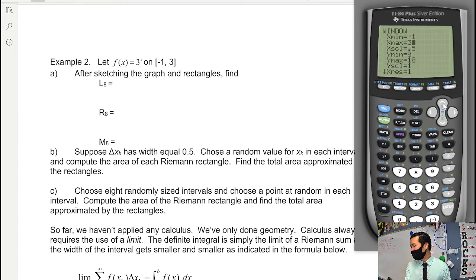Technically, it's from -1 to 3, but I went a little bit further behind and further ahead just so I can see what's happening around it. And then here's the y values. It's going from 0 to 10. If I knew that there were negative values, I would have the y minimum go in the negative so I can see what the graph is, right? But since it's exponential, it never goes negative. It just gets really close to 0.